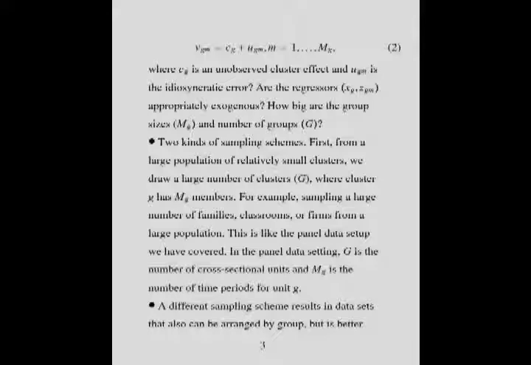So G could index something like a school here, and M could index students within the school, where we might have a lot of schools and a few students, or maybe even lots of students per school. But in any case, we think of the school as the natural cluster for the students. The other issue is, are the regressors appropriately exogenous? Of course, that will certainly determine how we estimate the parameters.